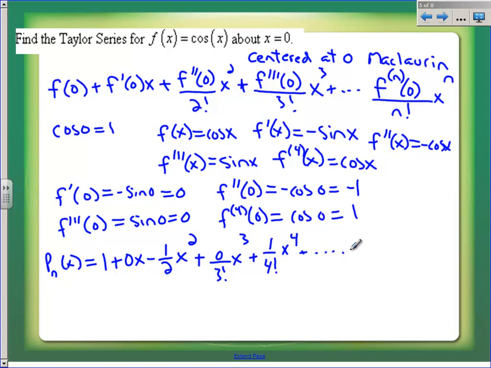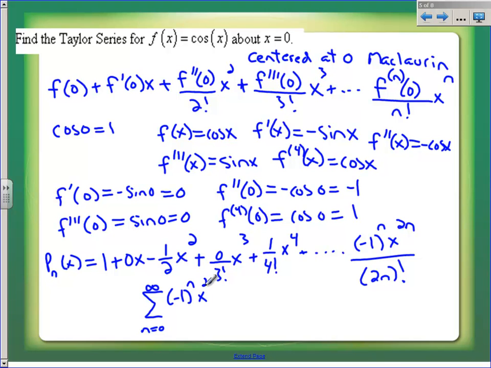And we're going to keep going, and you're going to get this general term is going to be negative 1 to the n times x to the 2n over 2n factorial, and we'll start that one at 0. So we get our Taylor polynomial for cosine is the summation from 0 to infinity of negative 1 to the n times x to the 2n over 2n factorial. And that is exactly equal to cosine x.